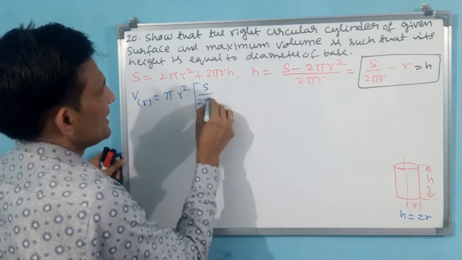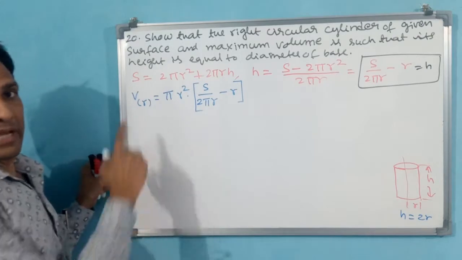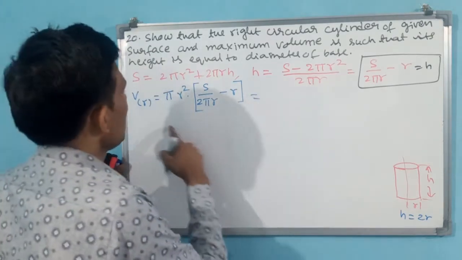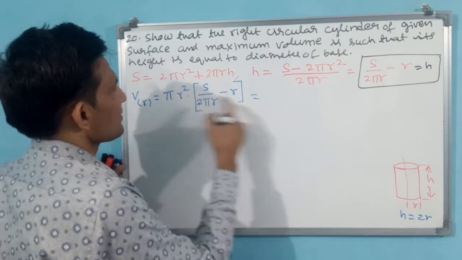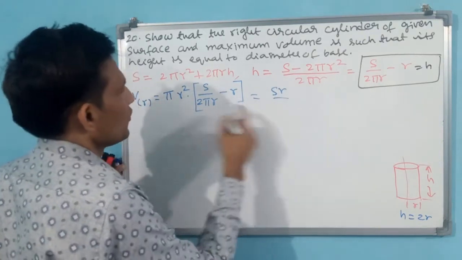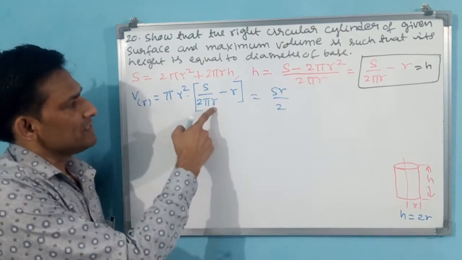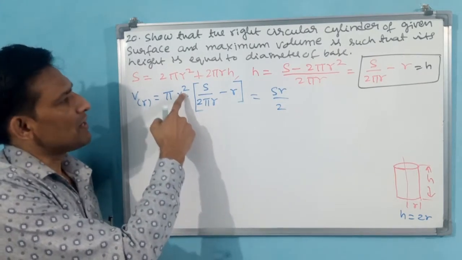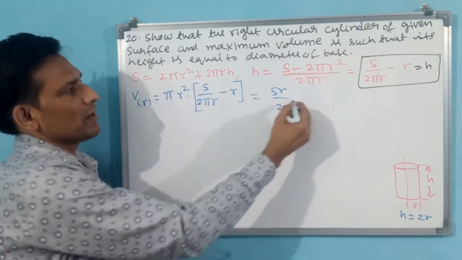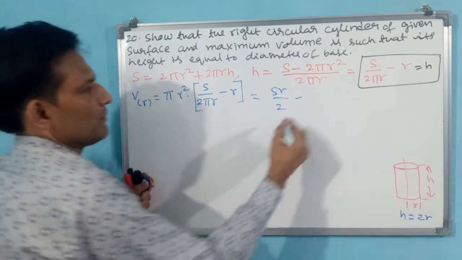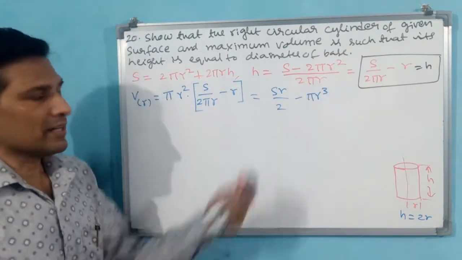S by 2 pi r minus r. Pi r square h. Okay. You see what you send inside. Pi r is going to get cancelled. S r by 2. Pi got cancelled, bottom r also got cancelled, one r will be there, yes r, and pi got 2 will be there, okay, minus pi r cube. Is it okay?